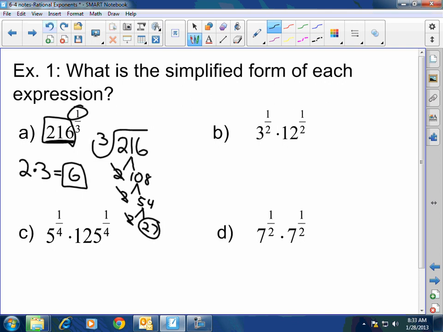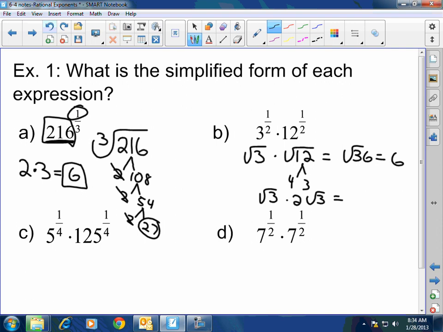Okay, here we've got 3 to the 1/2 times 12 to the 1/2. Please, it's tempting to add those exponents. You cannot add those exponents because they do not have the same bases. Okay, so please don't do that. But what you can do is write this as square root of 3 times square root of 12. All right. We could do one of two things. We can either multiply them together, and that's the square root of 36, which is 6, or you could have said, okay, this is 4 times 3, so this is square root of 3 times 2 square root of 3, which would have been 2 times square root of 3 times square root of 3, which still would have been 6 either way.